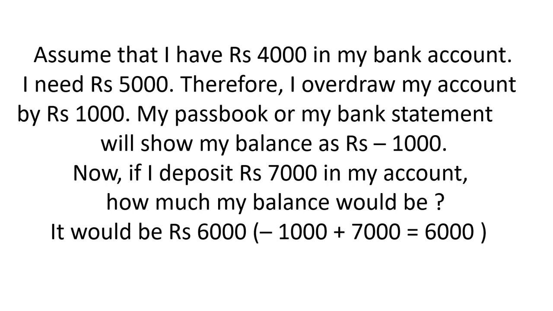My passbook or my bank statement will show my balance as rupees minus 1,000 because I have taken the money from the bank, or I have borrowed money from the bank. Now, if I deposit rupees 7,000 in my account, how much would my balance be? It would be rupees 6,000 because 1,000, which is minus, will be adjusted against the deposit of rupees 7,000. So the bank will take back 1,000 from 7,000, which I had overdrawn, and my balance would be rupees 6,000. So this is the second or third example of use of negative numbers.